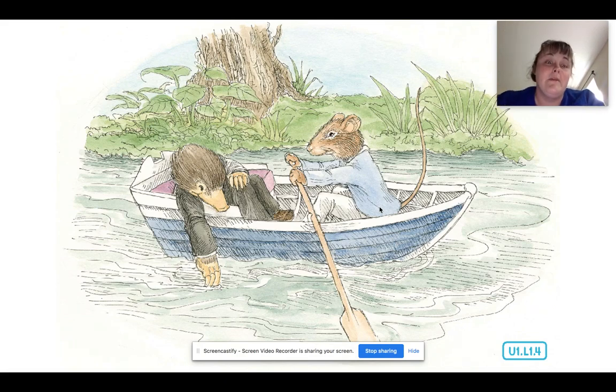So he's given a compliment, probably filling Mole's bucket by complimenting him.